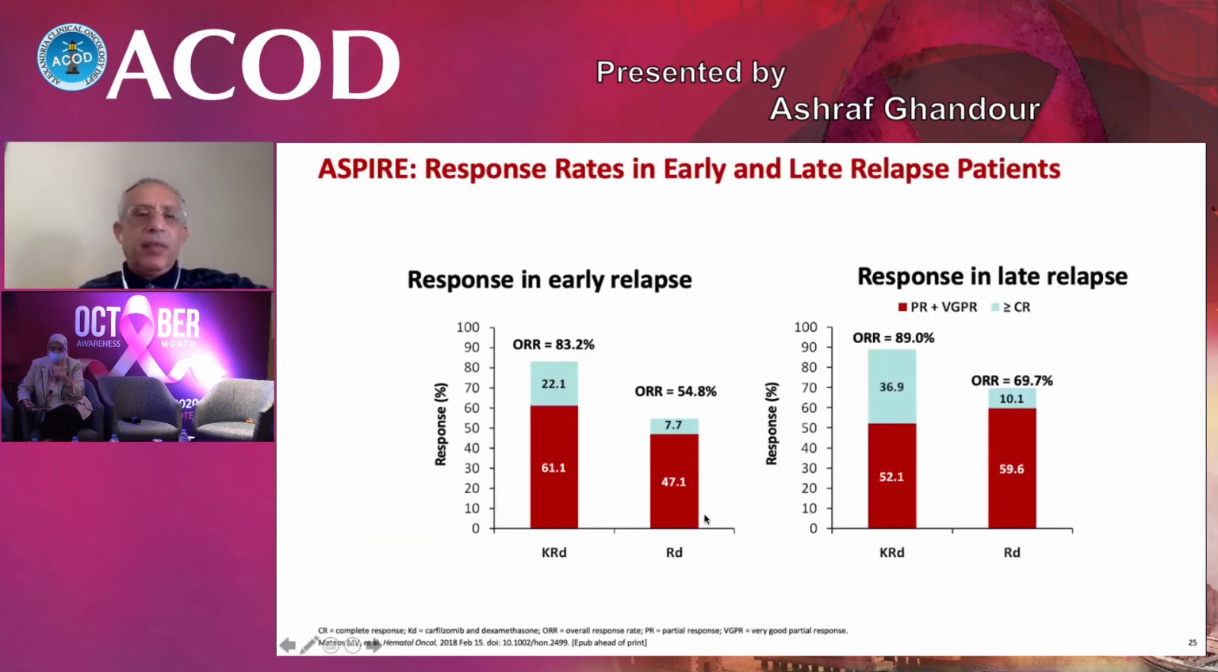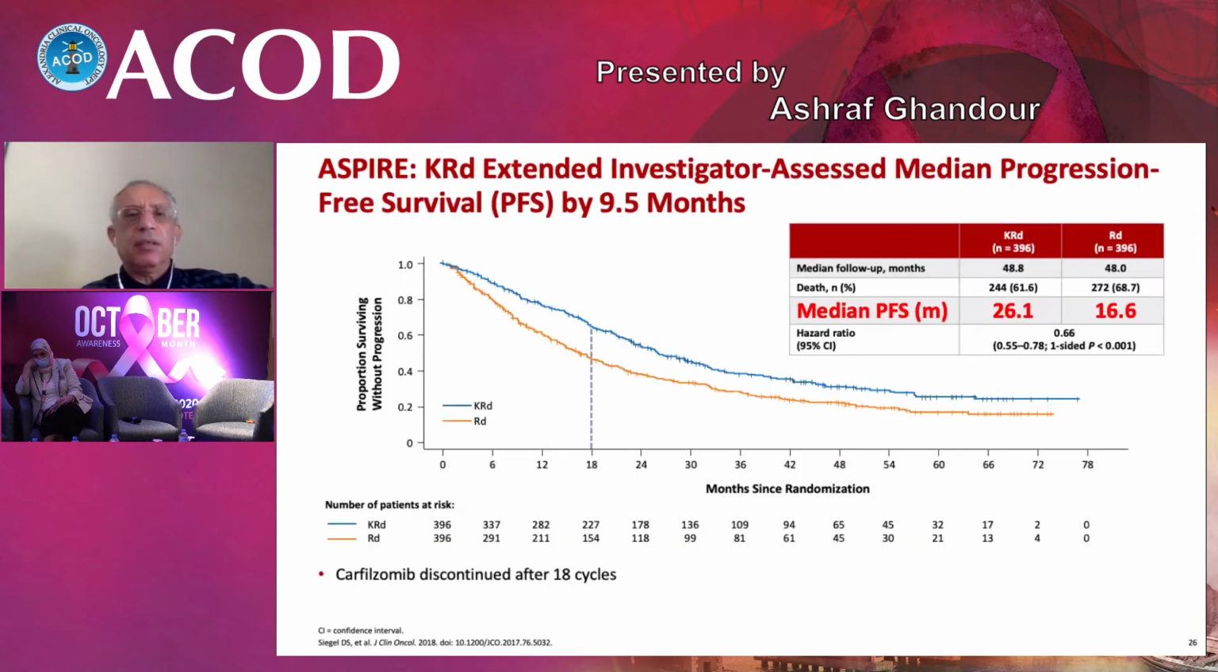We can see here that in the carfilzomib arm, overall response was 83%, while in the standard treatment it was 54%, in early and late relapse. In late relapse it's an 89% overall response with almost 40% complete remission. Overall response in the other arm is almost 70%, with only 10% complete remission.